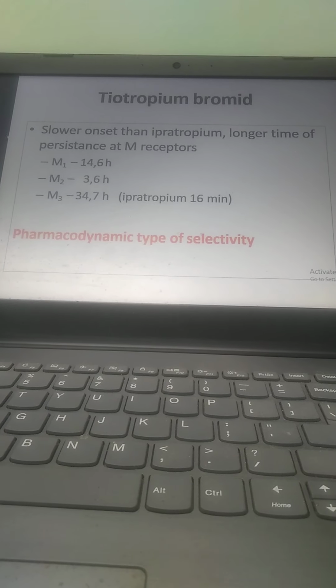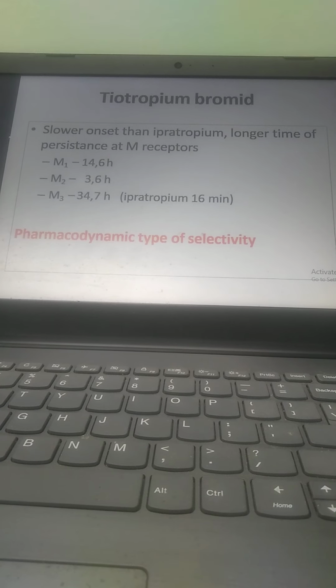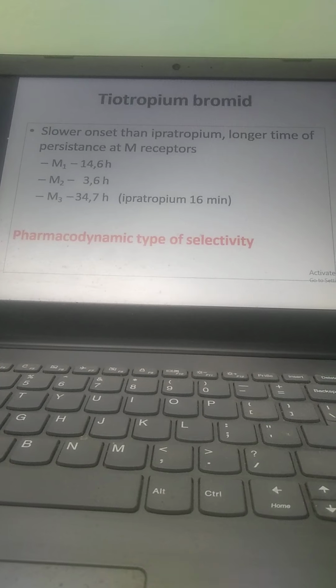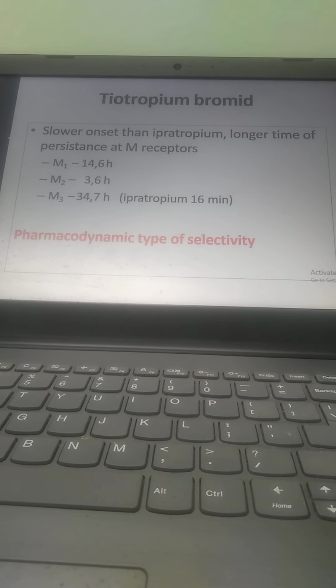So the pharmacodynamic type of selectivity is this. Tiotropium has a slower onset than ipratropium, and a longer time of persistence at M receptors, whereas ipratropium is only 60 minutes.